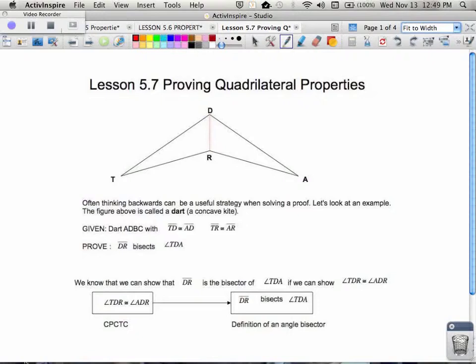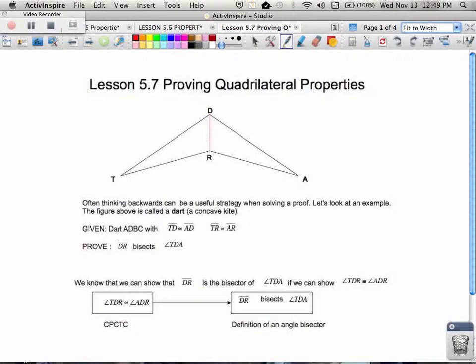In lesson 5.7, we're going to talk about how to prove something to be true. And we're going to use our flowchart proofs in order to do this. Sometimes thinking backwards can be a useful strategy when we're trying to solve a proof. Let's look at the example above.